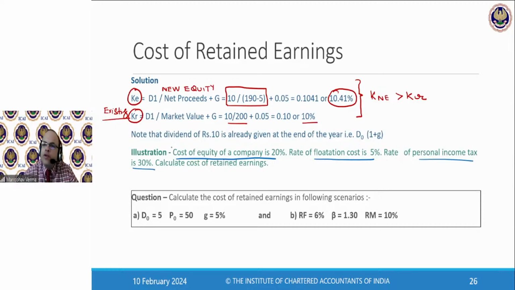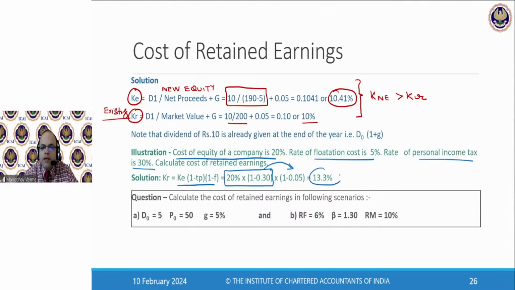So in this scenario, they have given you the cost of equity and they're asking you the cost of retained earnings. Of course, as we discussed, we have to multiply that by the net of taxation and flotation cost. So this 20% is multiplied by 70%. And why net of flotation cost? Because if they reinvest somewhere, there could be a flotation cost coming into the picture. So it comes out to be 13.3%. That's my cost of retained earnings from an opportunity cost perspective.